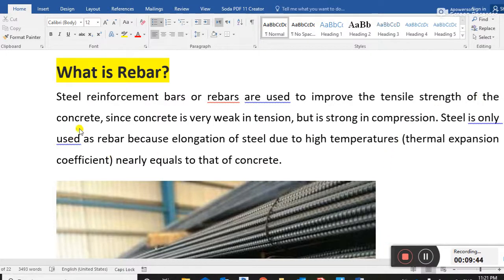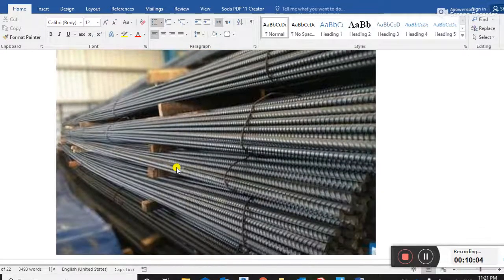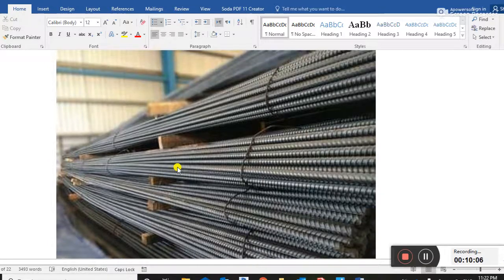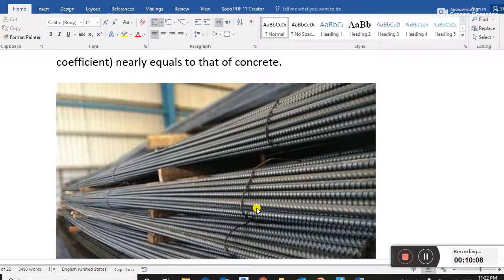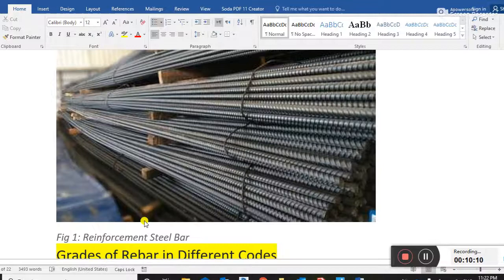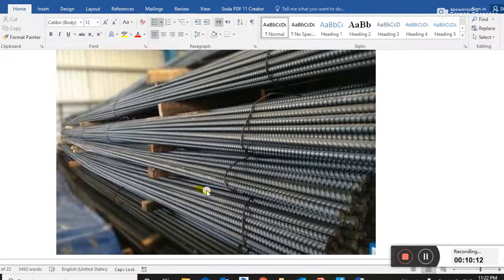Tensile strength of the concrete. Since concrete is very weak in tension but strong in compression, steel is used as rebar because the elongation of steel due to high temperature, its thermal expansion coefficient, is nearly equal to that of the concrete. Guys, these are commonly steel reinforcement bars used in construction.